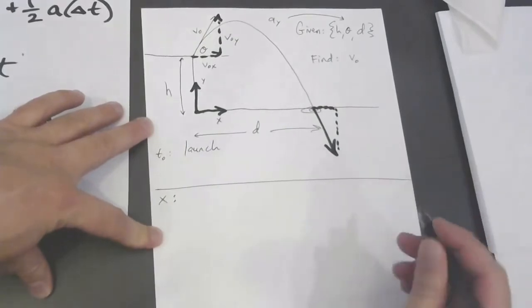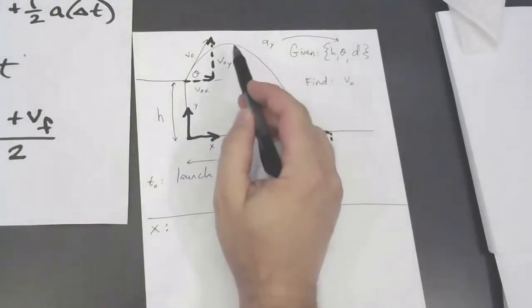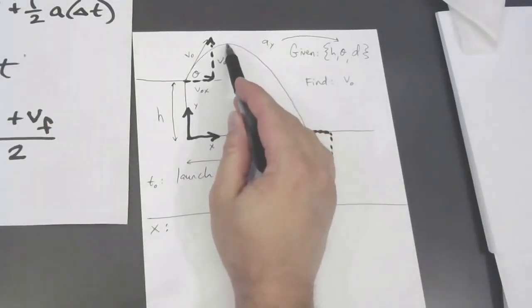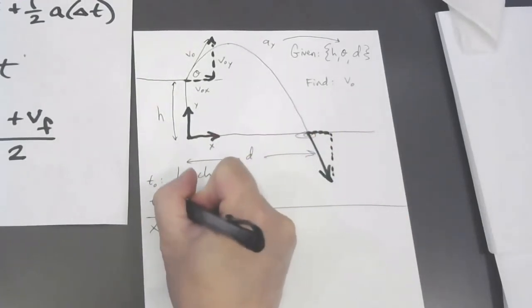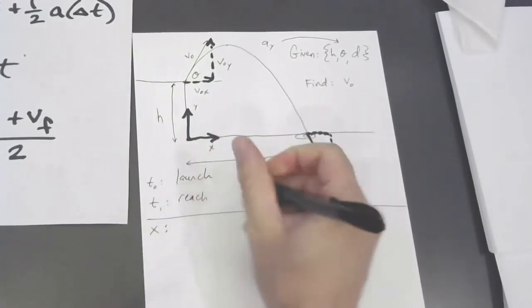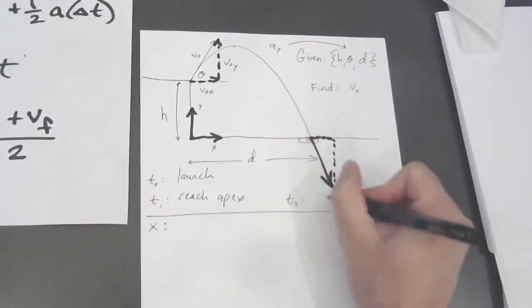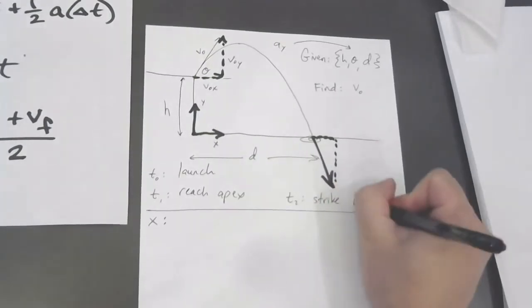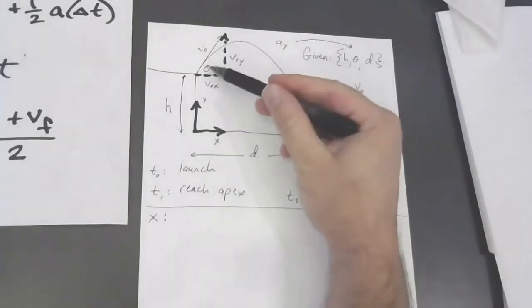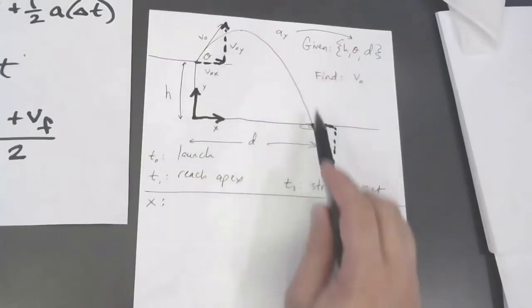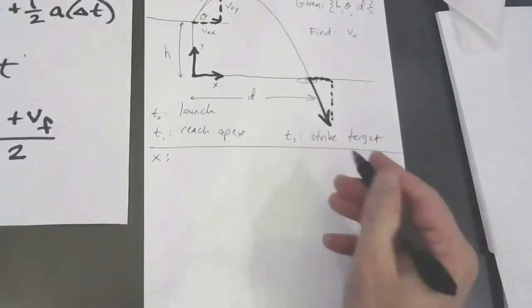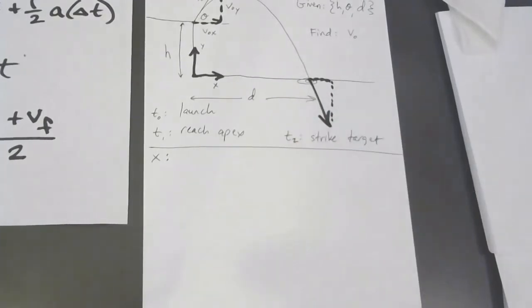And because I've already worked this problem, eventually I'm going to go back and figure out something about the apex here. So t1 will be when the projectile reaches the apex, that's the highest point, and t2 will be when we strike the ground, or the target. Remember, we're trying to figure out how fast we have to launch at a particular angle to get to the target. Okay, so by labeling these times, it just makes it easier to set up the rest of my problem. I really advise that technique, especially when it comes to showing your work so that I can give partial credit.